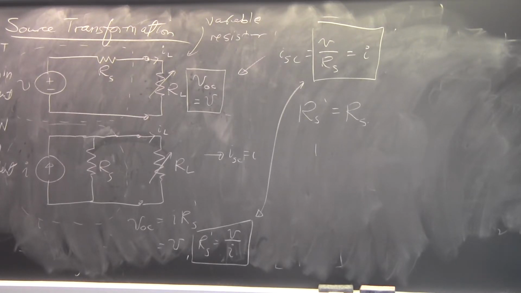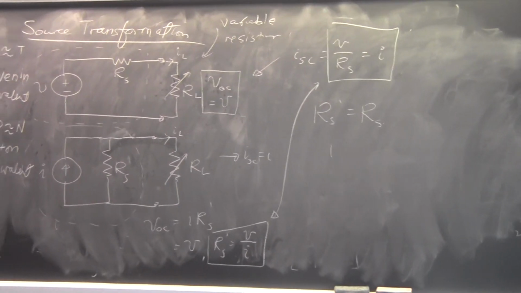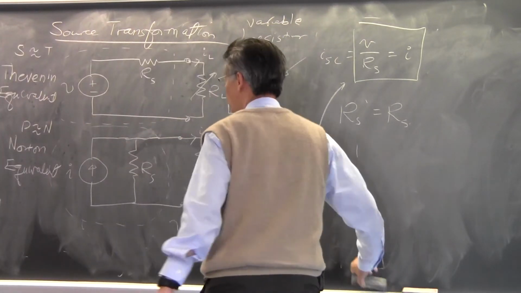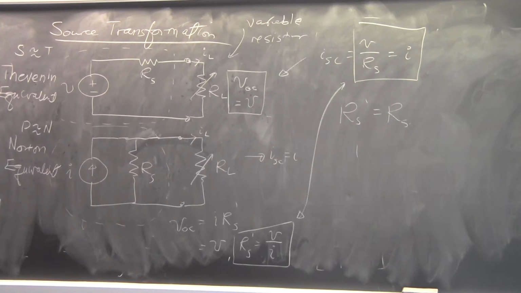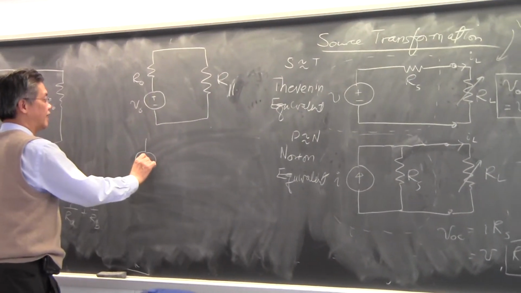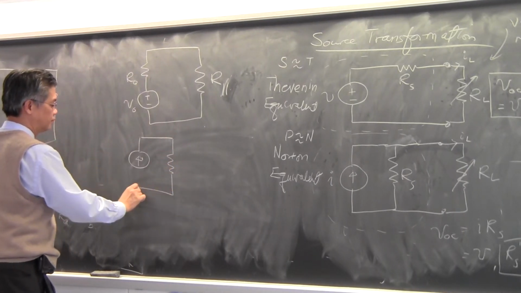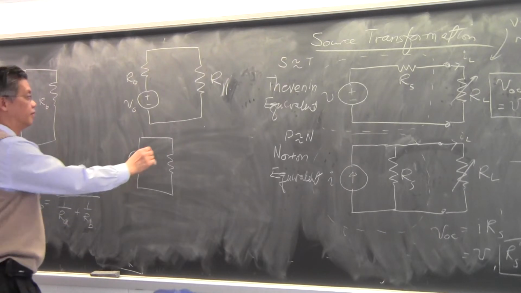The one that is in series connection is called the Thevenin equivalent. The one that is in parallel connection is called the Norton equivalent. So if I have something like this, I can change this problem to another problem, because this is exactly the same as this one.